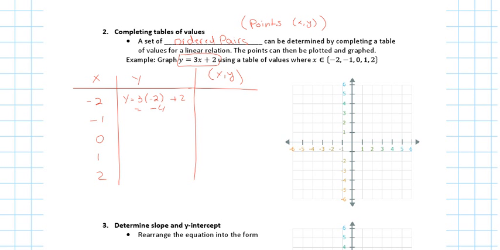Okay? You're going to do the same for all the other x values. So you have -1, you have 0, 1, and 2. I'm going to leave you to do this, and then we'll take it up.